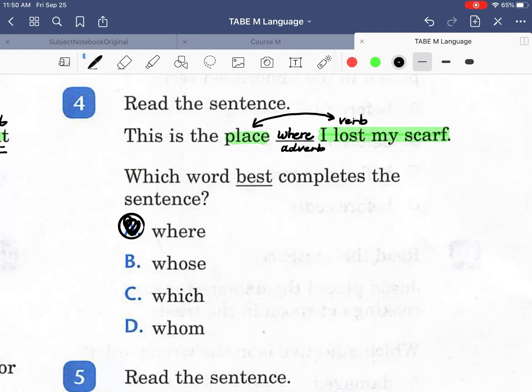Whom, which, and whose are pronouns. We're not describing the scarf or the place. We're describing the action. I lost my scarf in a certain place, and it tells where I did.